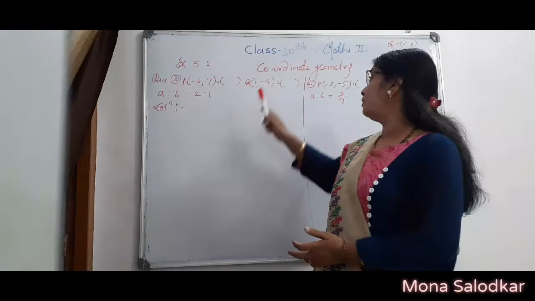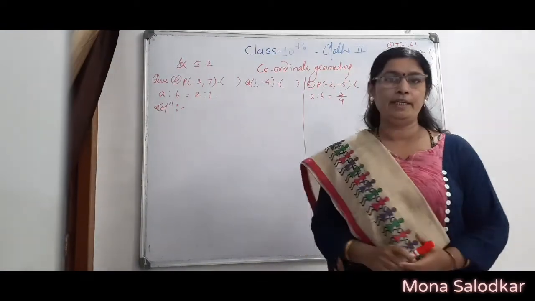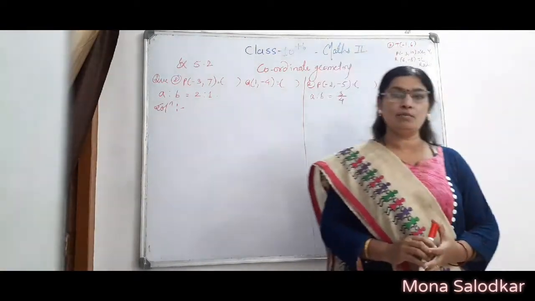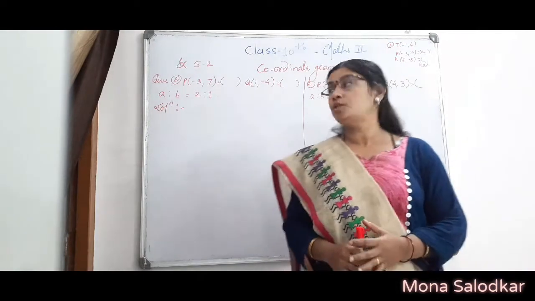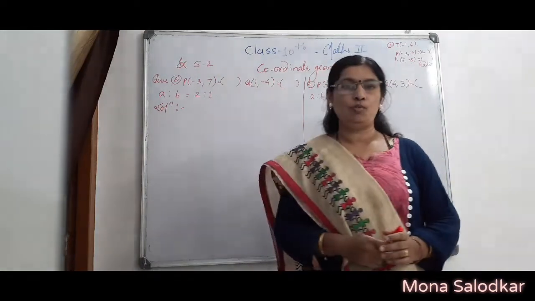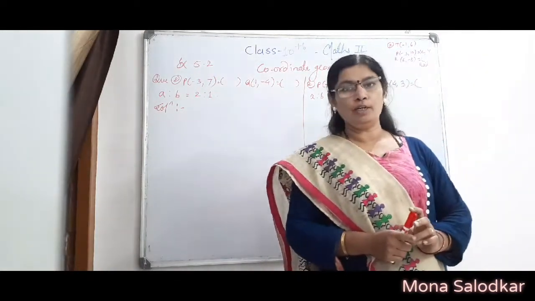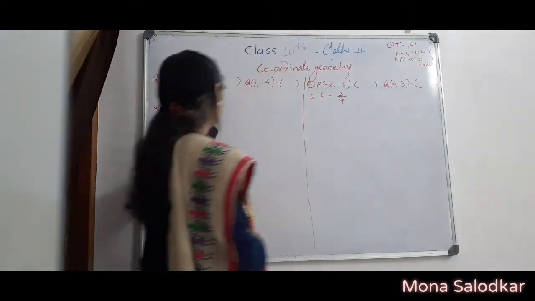Now see, our fifth chapter is what? Coordinate geometry. Let's see some of the examples which depend on the section formula in exercise 5.2. First problem we have already done. Now see the second problem.